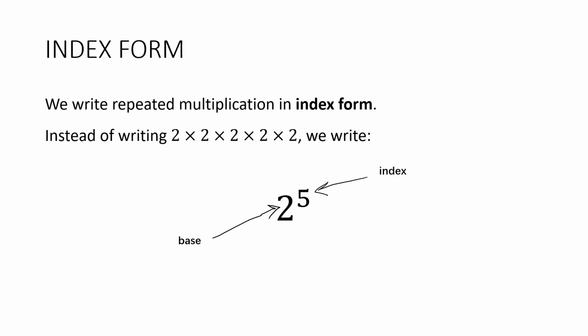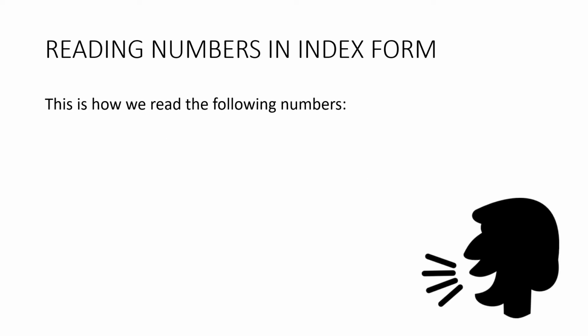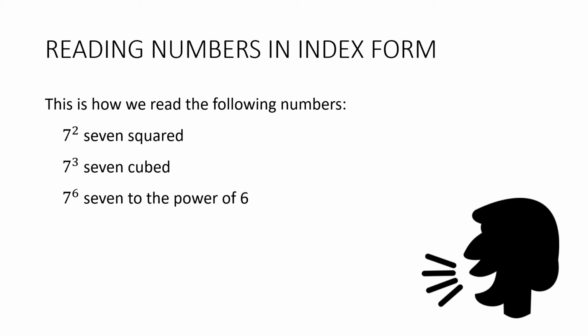We also call an index an order, a power, or an exponent. And the plural of index is indices. This is how we read the following numbers. This is 7 squared and 7 cubed. But any higher powers, we will say 7 to the power of. So this one is 7 to the power of 6.